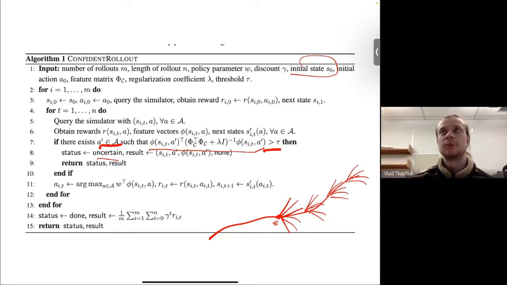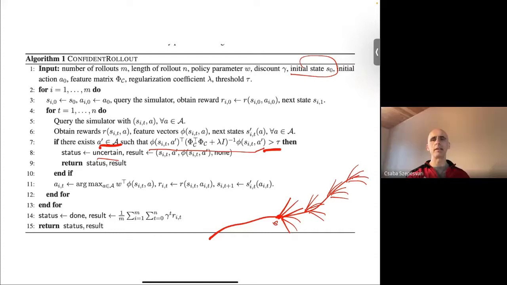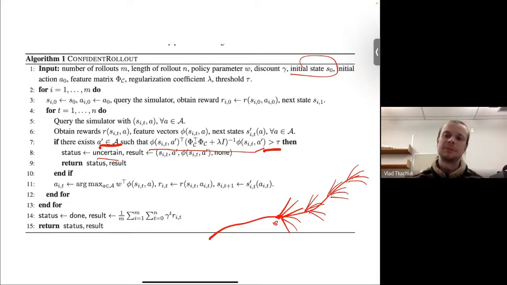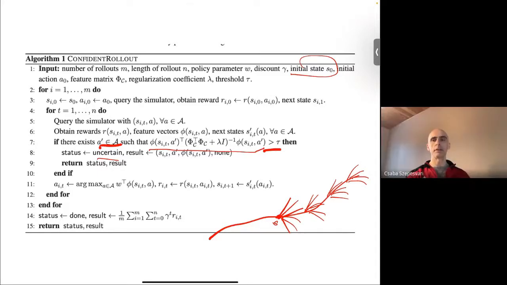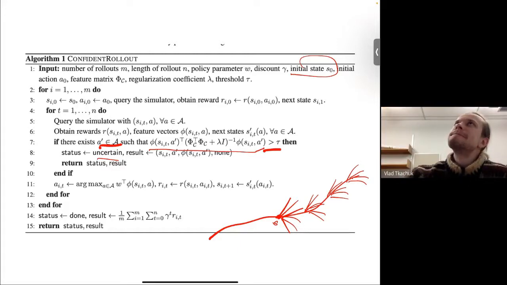I see. So for any feature map, we can subselect like d squared states and actions and only look at those features. And that's in general for any feature map. Yeah, that was the generality of the key. Okay.